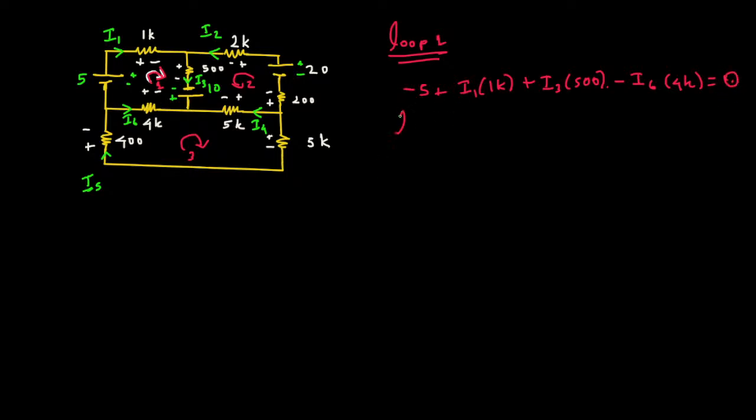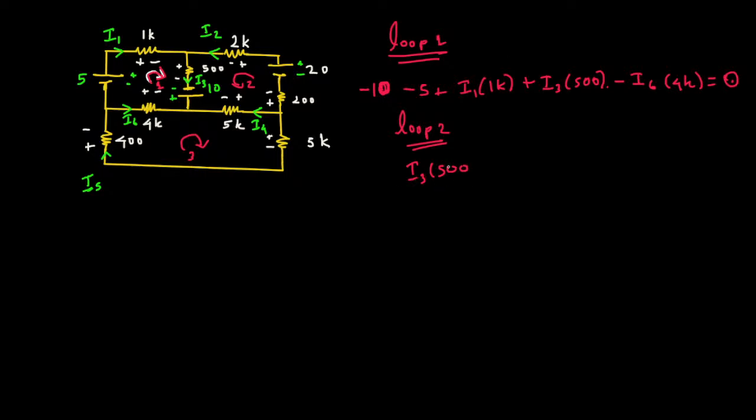If I look at loop 2, here I'm taking counterclockwise. So this one is plus to minus, so I3 is going to be plus, and the voltage across it is I3 times 500. In the above equation I missed one thing: I didn't include the 10 here. The 10 is minus to plus, so we should put a minus 10 in the above equation as well, because here we have a voltage source.